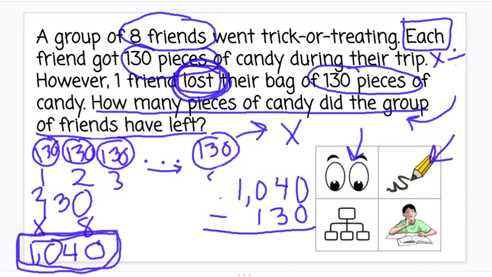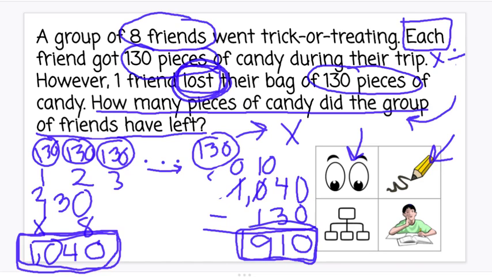So 0 minus 0 is 0. 4 minus 3 is 1. 0 minus 1, I cannot do that, so I'm going to borrow. Now I have 10 minus 1 would be 9, and then 0. So after subtracting, I found that the group had 910 pieces of candy left.